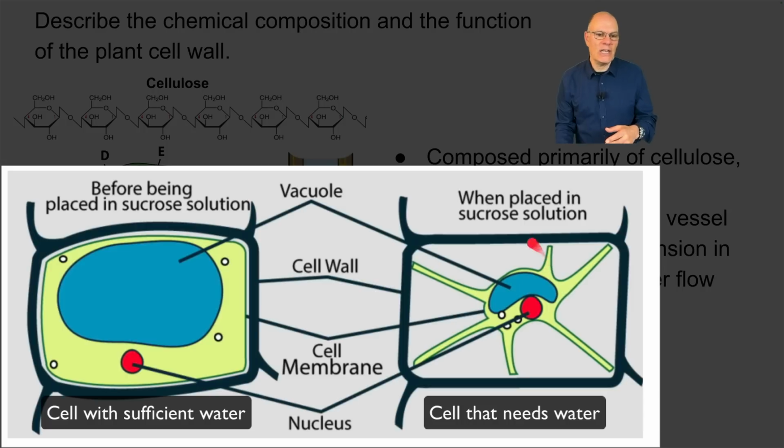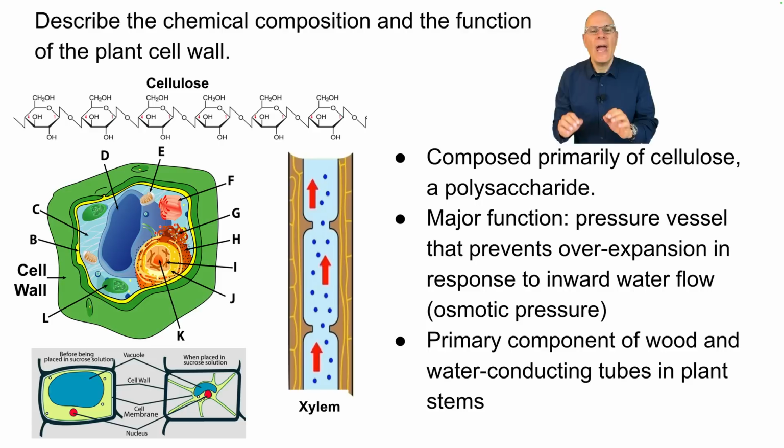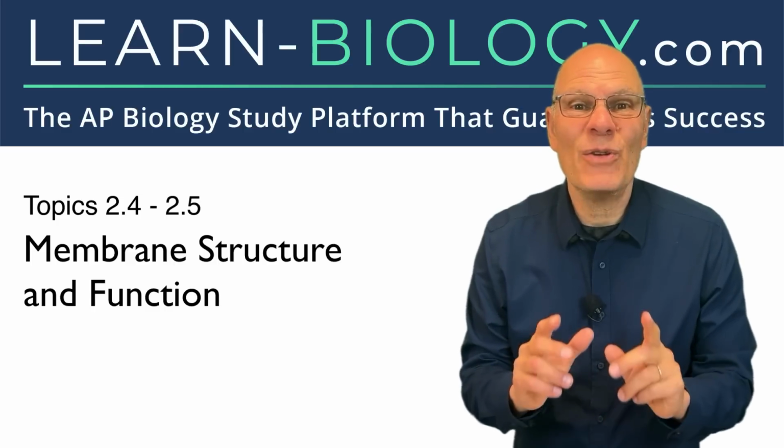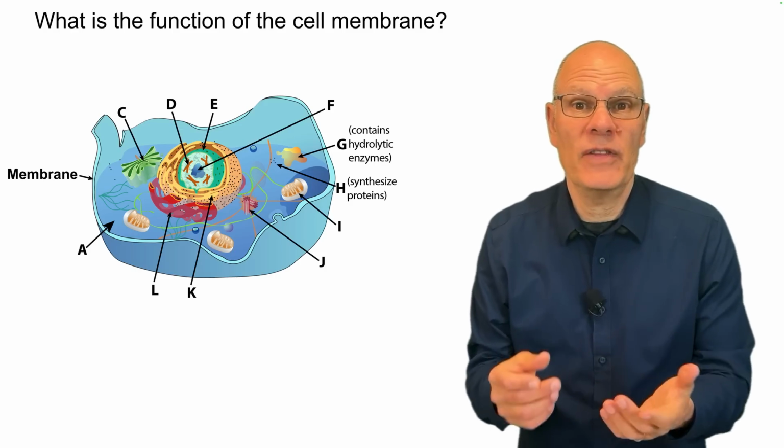So here we see as water flows into a plant cell, the central vacuole will expand and it'll look like this. The cell will be full of water, and that water will push against the cell wall, keeping the plant cell full and firm, avoiding wilting. So that's a good thing for the plant. And the cell wall is the primary component of wood and the water conducting tubes in plant stems. Membrane structure and function. What is the function of the cell membrane?